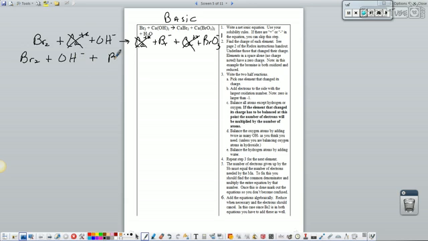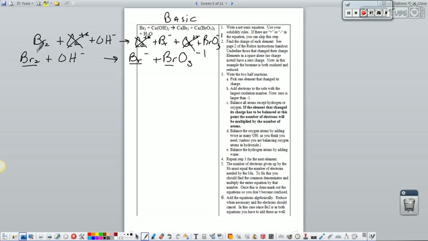yields Br minus plus BrO3 minus 1. Now, you'll find this happens frequently, that you have a bunch of atoms of Br. There's not just one molecule. We're talking about moles of molecules. So some of the Brs will be reduced to Br negative, and some of them will be oxidized to be the Br in the BrO3.